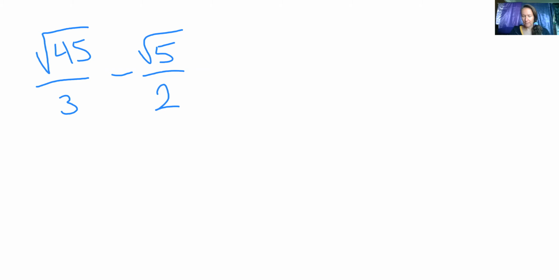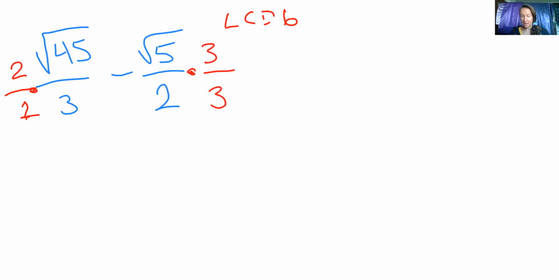Let's start by just combining this into a single fraction so that we can deal with the radicals later. We've got a denominator of 3 and a denominator of 2. So our common denominator, or our LCD, is going to be 6. So that means I need to multiply my first fraction by a version of 1 that turns the denominator into a 6. So that's going to be a 2 over 2. And I need to multiply my second fraction by a version of 1 that turns that denominator into a 6. So it's going to be a 3 over 3.